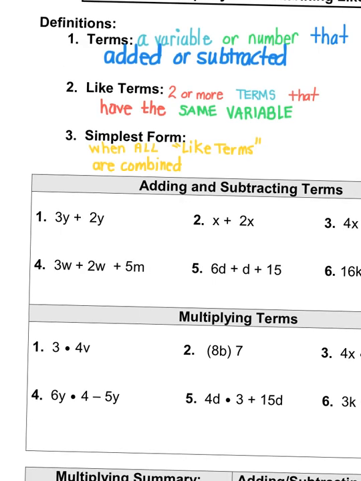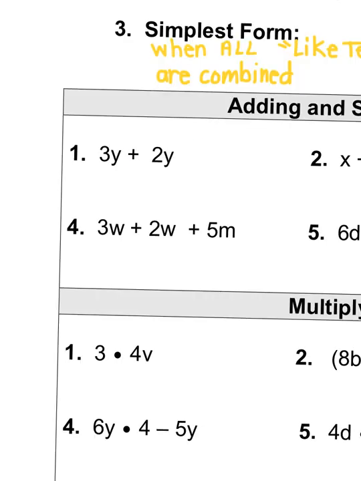Simplest form is when all like terms are combined in an expression. Let's look at adding and subtracting terms. On number 1, we're trying to find out if these terms are alike. To be alike, they have to have the same variable. And when they have the same variable, we just add the coefficients, or the numbers in front, like normal. So since they have y as their variable, we have 3 plus 2. That's 5y. 5y is as simple as it can get. That is in simplest form.